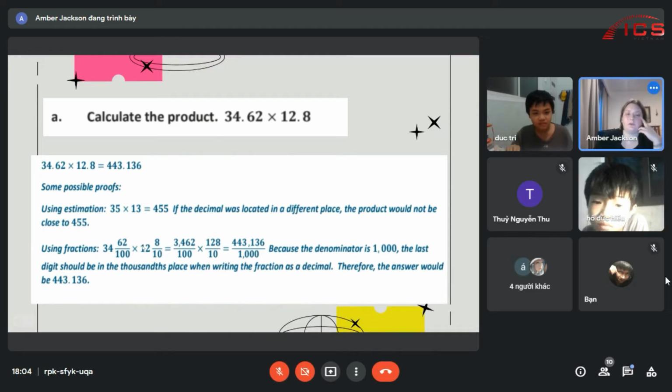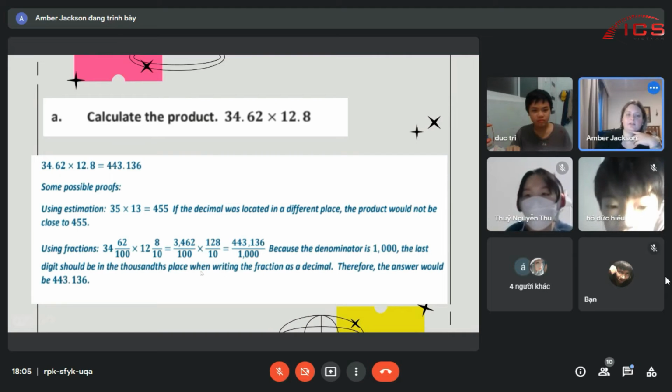All right, so what we do is we multiply 34 times 100 and then add it to the 62 to give us 3,462 over 100. And then we're turning this from a mixed number into a regular fraction. And so we take 10 and we multiply it by 12, and then we add the 8, giving us 128 over 10. And then we multiply these two together. So 100 times 10 is 1,000, and 3,462 times 128 gives us 443,136. So because the denominator is 1,000, there should be 3 places after the decimal.